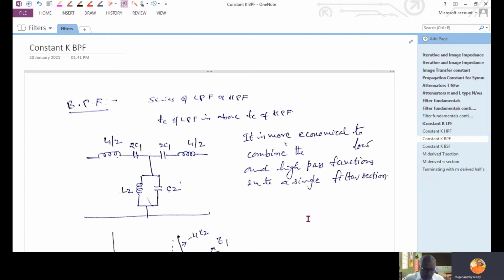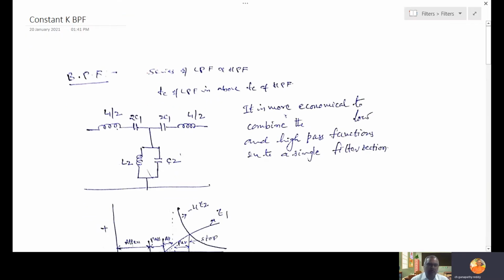Okay, we'll study today the constant K band pass filter. This is another important topic, constant K band pass filter. So it is a combination of a low pass filter and a high pass filter, a series of low pass filter and high pass filter.